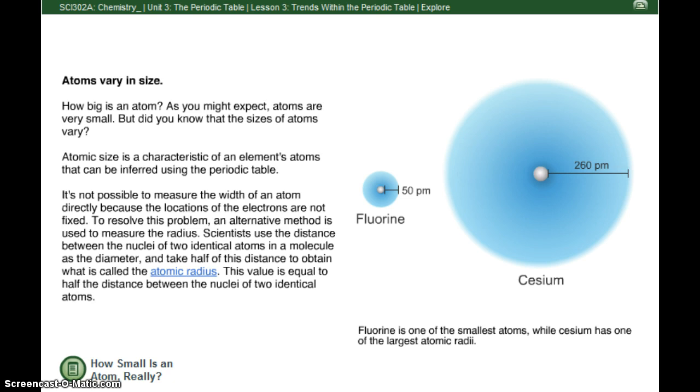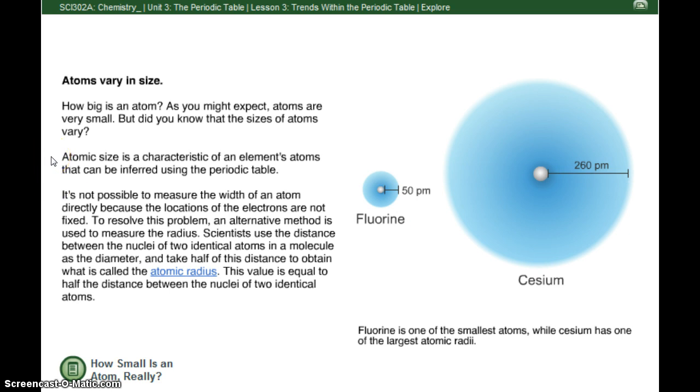Atoms vary in size. How big is an atom? As you might expect, atoms are very small, but did you know that the sizes of atoms vary? So not all atoms are the same size. Let's look at this. Fluorine is one of the smallest atoms, while cesium has one of the largest atomic radii. Fluorine is only 50 picometers, whereas cesium is 260 picometers. So what, 5 times bigger? Even though they're both crazy small, cesium is 5 times bigger than a fluorine atom.